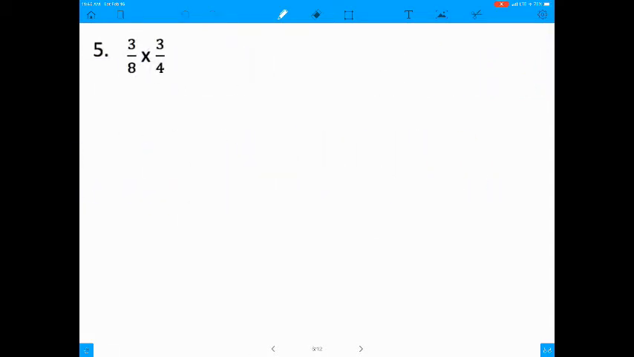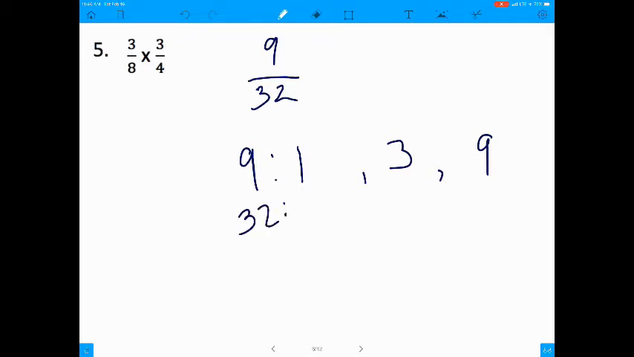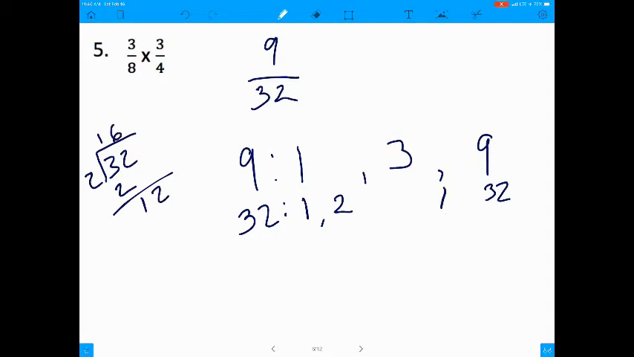Number 5, 3 times 3, we get 9, and then 8 times 4, we get 32. The factors of 32 are 1 and 32, 2 and 16. It is even, so I know 3 will not. Let's try 4.